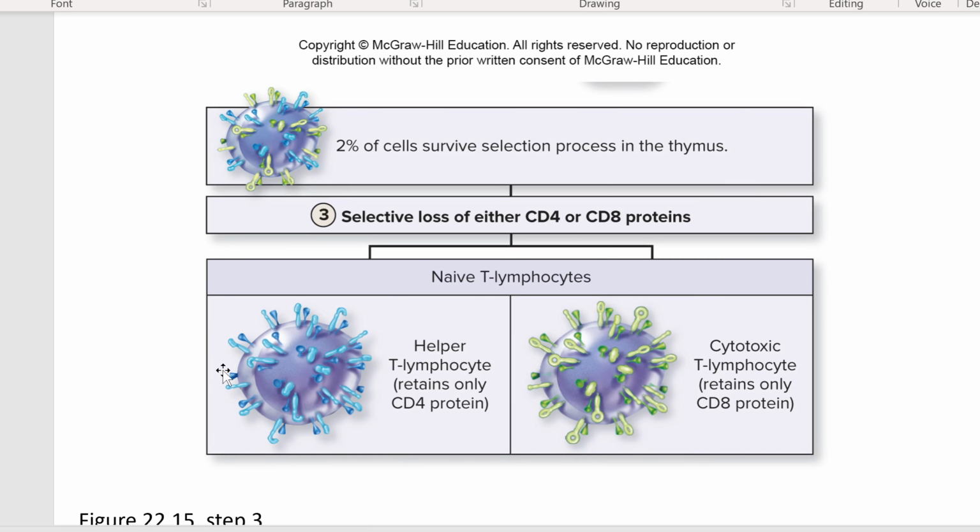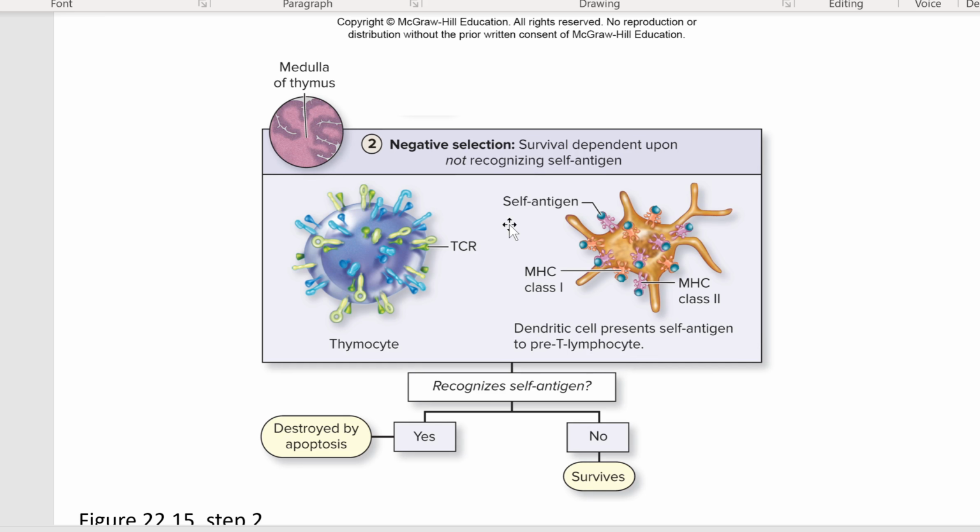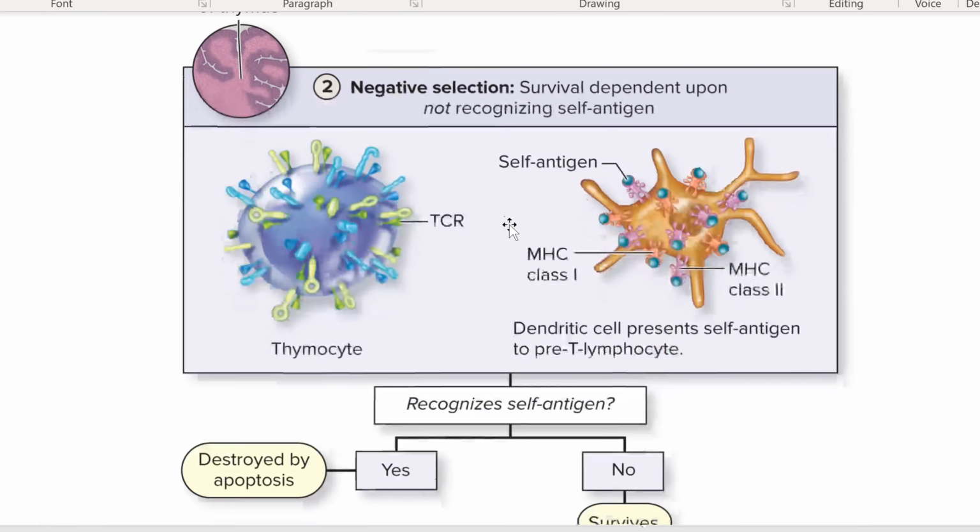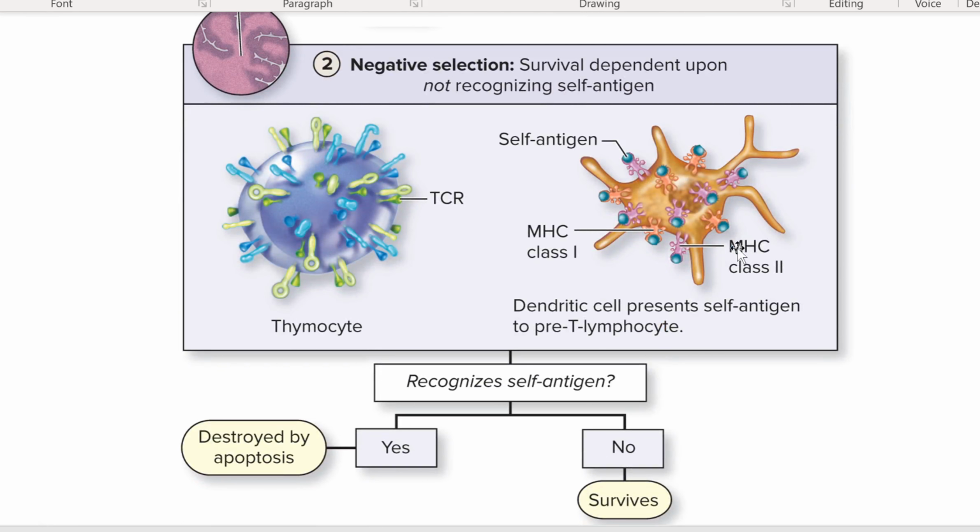And then we have negative selection. Same kind of thing. This is self-antigen, so MHC class 1 molecule. A class 2 dendritic cell presents self-antigen to the pre-T lymphocyte. Does it recognize it as self-antigen? No. Then that one can survive. If it recognizes self-antigen, it's destroyed by apoptosis. You don't want a cell that's going to launch an immune response to a self-antigen.